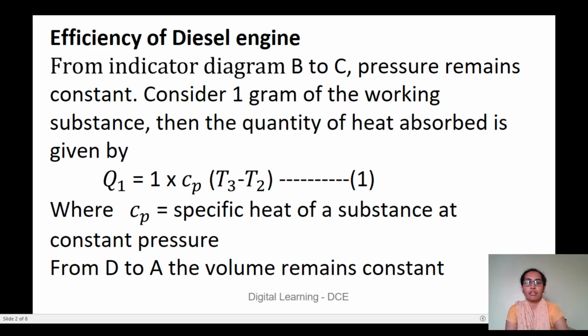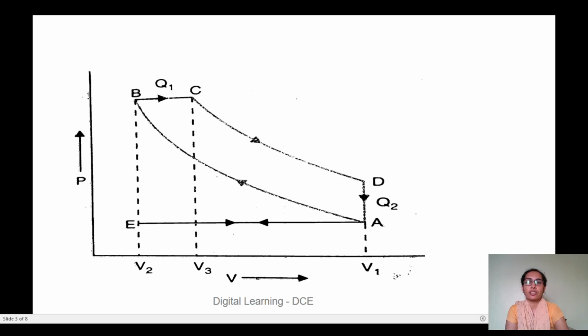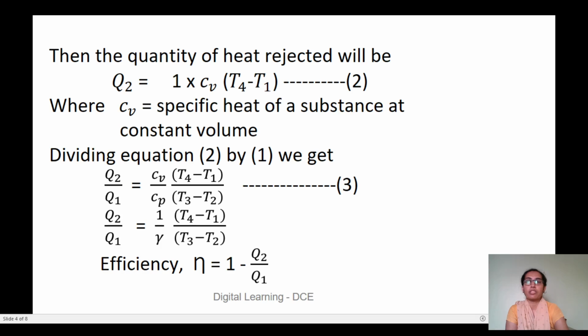Now from D to A the volume remains constant. Then the quantity of heat rejected will be Q2 equals 1 into Cv into (T4 minus T1). Call that equation 2, where Cv represents specific heat of a substance at constant volume.